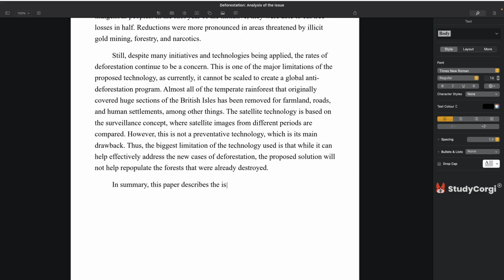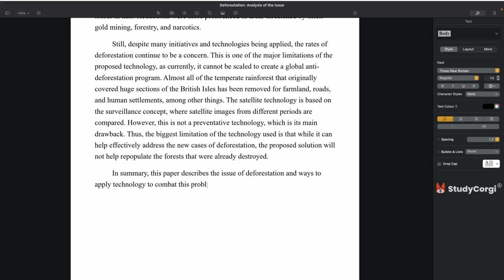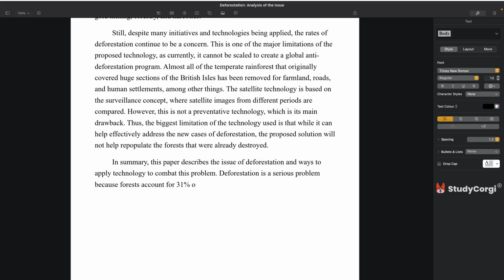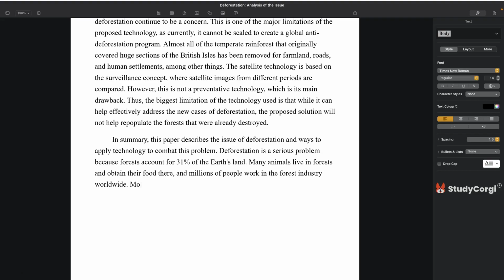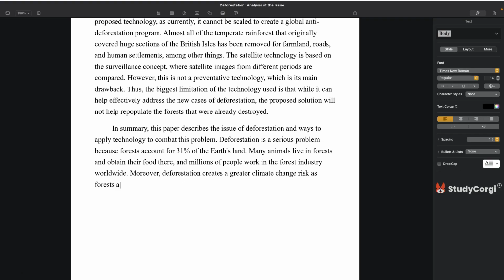In summary, this paper describes the issue of deforestation and ways to apply technology to combat this problem. Deforestation is a serious problem because forests account for 31% of the Earth's land. Many animals live in forests and obtain their food there, and millions of people work in the forest industry worldwide. Moreover, deforestation creates a greater climate change risk as forests act as a sink for carbon dioxide.